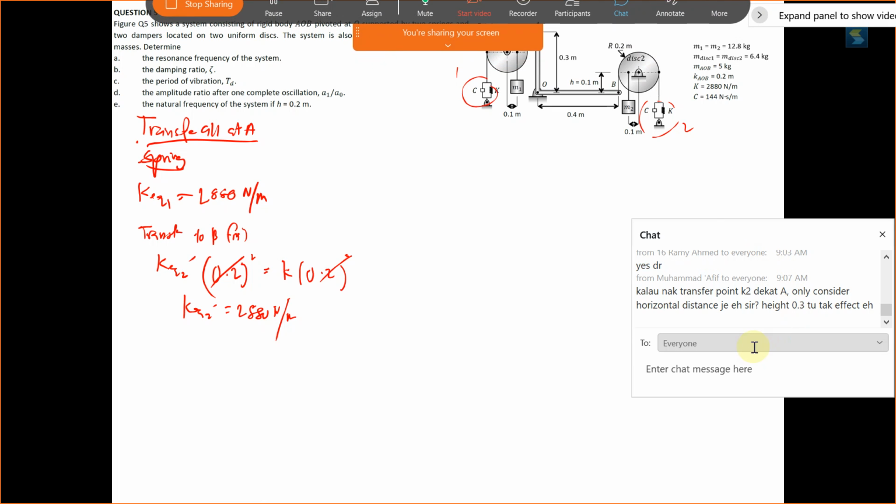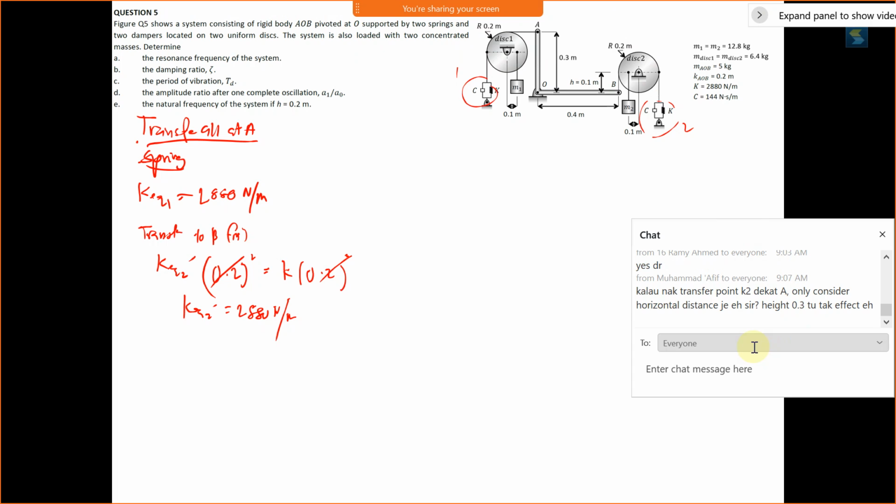Kalau nak transfer point K2 dekat A, only consider horizontal distance. Height 0.3 tu tak effect. Tak, dia bukan horizontal distance. Kita sekarang ni, kita nak transfer, kena tengok kedudukan distance from point of K to point of pivot dekat O. So distance ni kita akan ambil 0.4 dan juga 0.3. Dua-dua kita kena consider. Okay, tengok yang sini saya buat dulu.